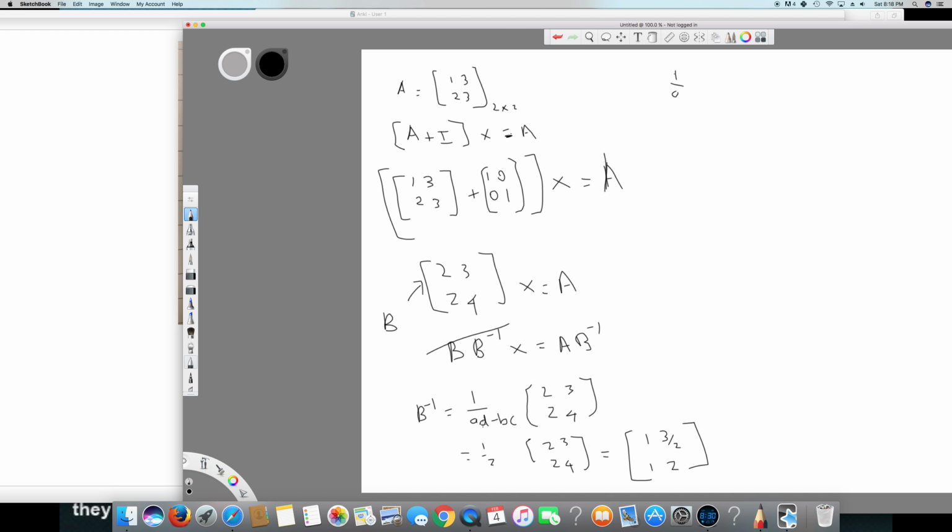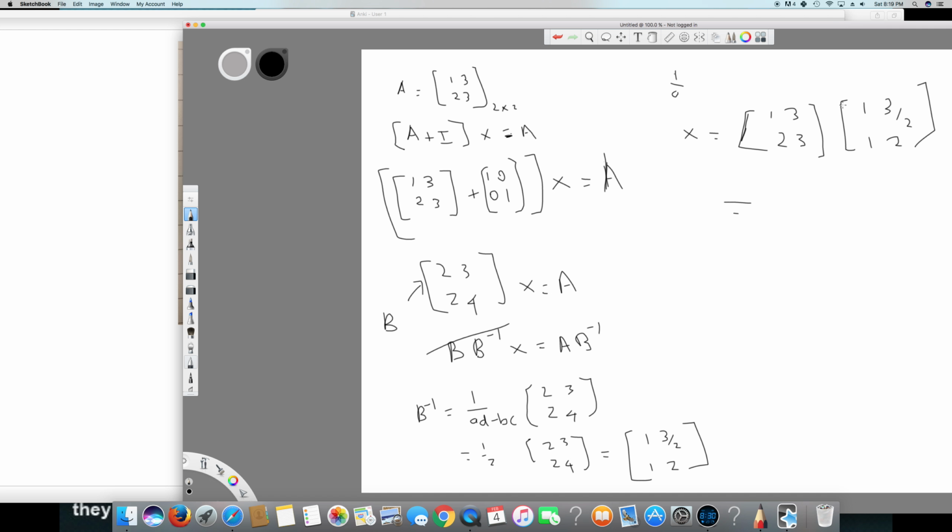So now, B times B inverse, this side is cancelled, and X is going to be equal to A times B inverse, which is 1, 3, 2, 3 times 1, 3 by 2, 1, 2. If we directly multiply each other, it's going to be the answer.